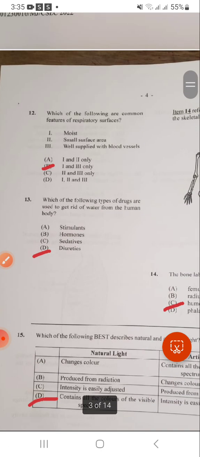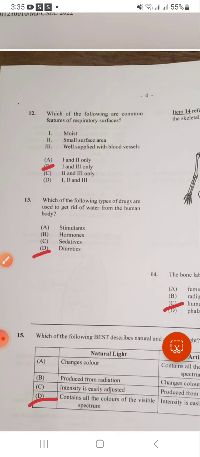Let us move now to question number 12. Which of the following are common features of respiratory surfaces? The correct response is 1 and 3 only. Respiratory surfaces are moist and well supplied with the blood vessels.